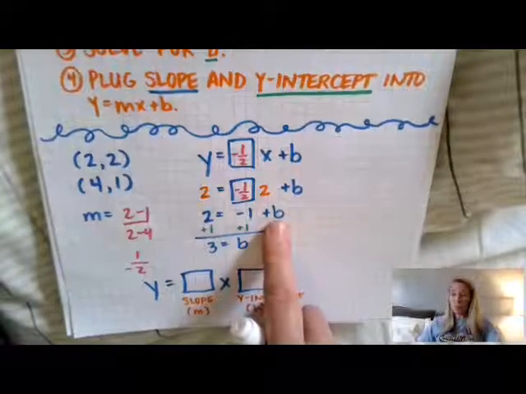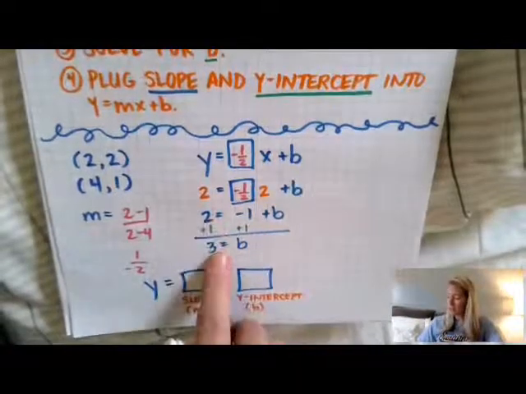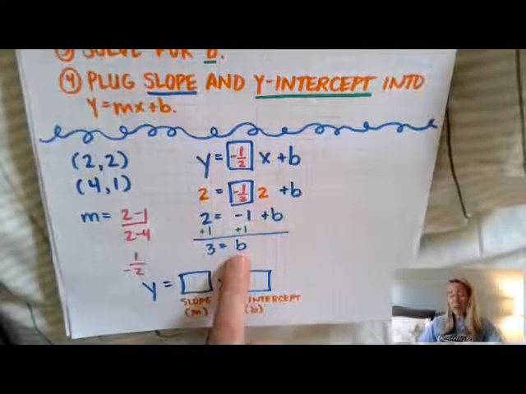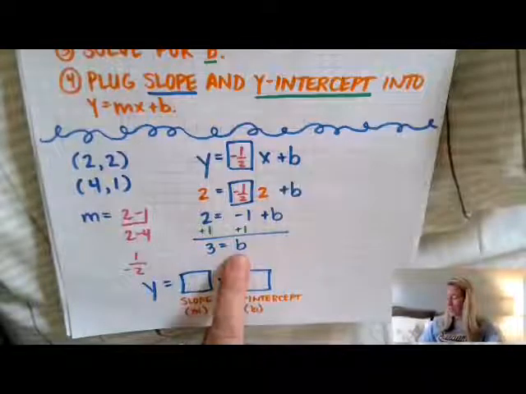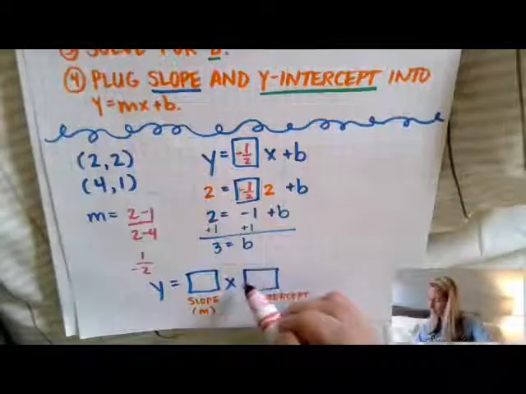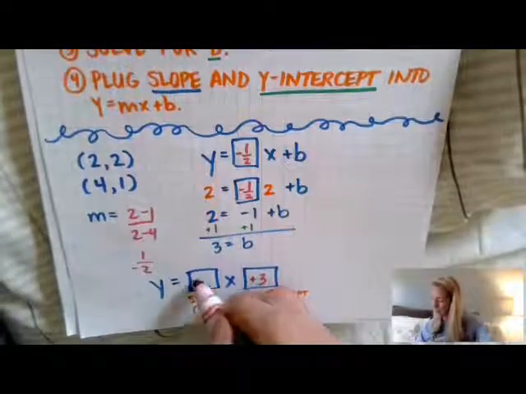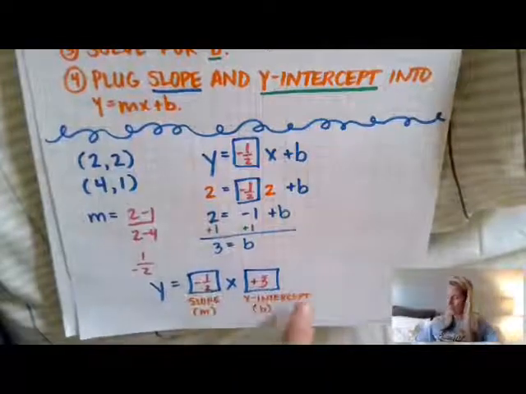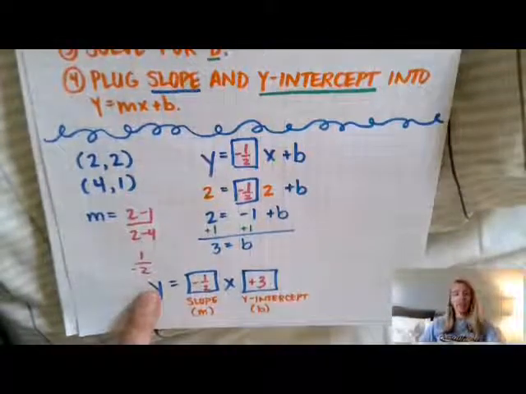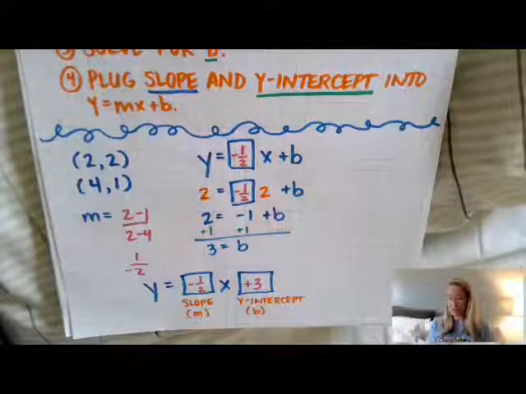And in order to get b all by itself and solve for it, I'm going to add that 1 to both sides. So 2 plus 1 is 3, and then I have my b. So now I know what b is. Okay, b is going to be 3. So b goes right here. It's a positive 3. And then my slope, we said earlier on, was negative 1/2. Okay, that is the equation for my line when I've only been given 2 points. Any 2 points will get you the solution that you're looking for.